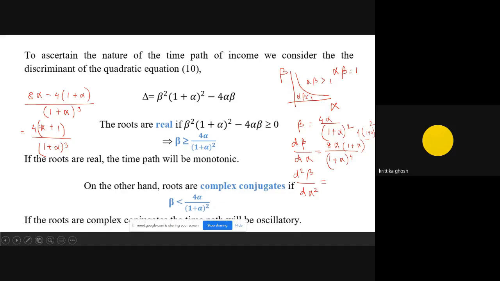So everybody is getting this? Yes, ma'am. 4 into 1 minus alpha divided by 1 plus alpha whole cube. No, 4 into alpha minus 1. You are getting alpha minus 1 from this: 8 alpha minus 4 minus 4 alpha. So 4 alpha minus 4, that is equal to 4 into alpha minus 1.